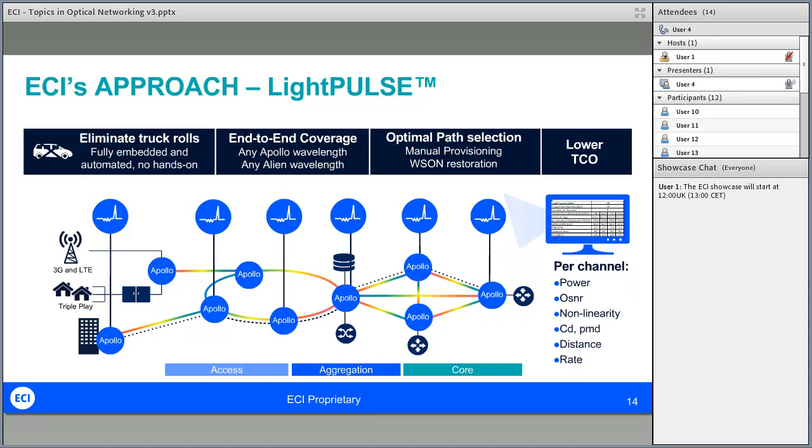Putting this together, from a centralized location you can get a very sophisticated view of the optical performance of your network. It eliminates the need to dispatch people. It provides end-to-end coverage for Apollo as well as alien wavelengths, and I'll talk about that in a minute. And as your networks become more complex, and you may need to reroute traffic, perhaps dynamically, you can now see the path you're moving the traffic from to the new path, and verify that the new path supports the kind of optical performance that's required for the traffic you're putting onto it.